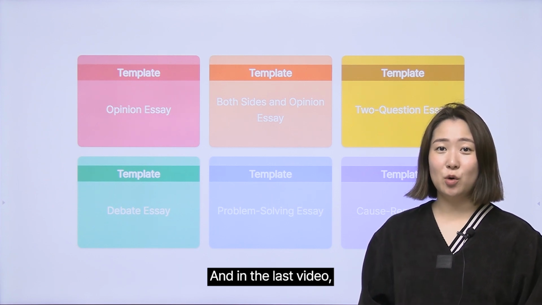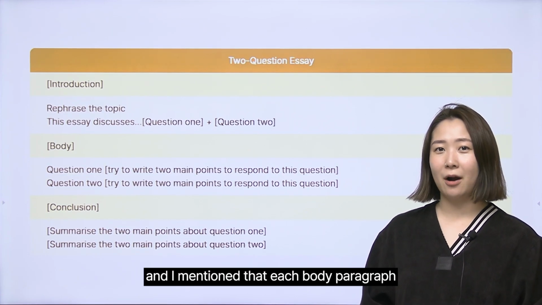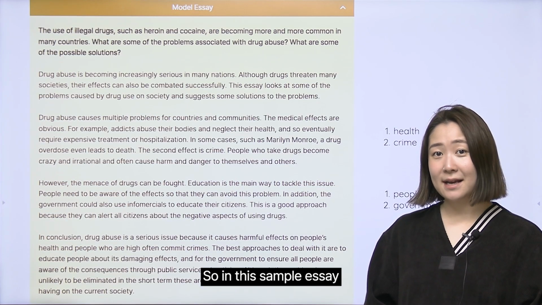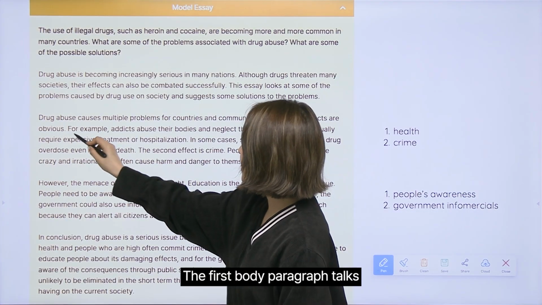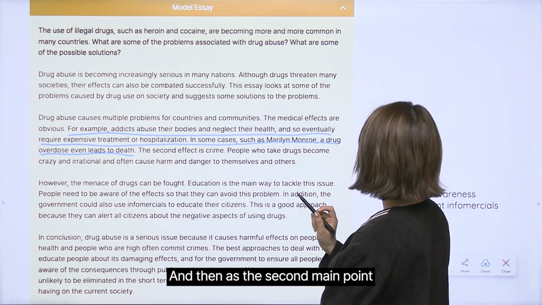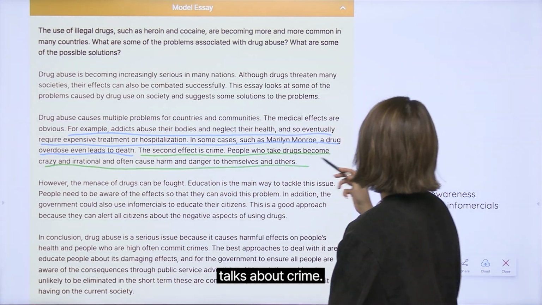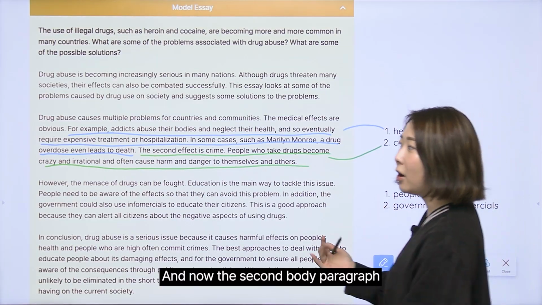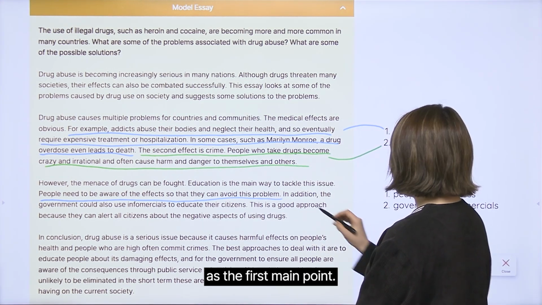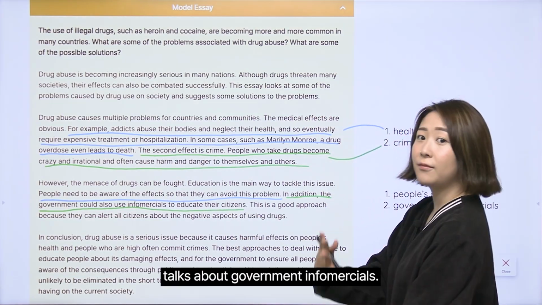And in the last video, we took a look at this very basic template, and I mentioned that each body paragraph should be mentioning at least 2 main points, right? So in this sample essay that we looked at last time, the first body paragraph talks about health as its first main point, and then as the second main point talks about crime. And now the second body paragraph talks about people's awareness as the first main point, and as the second main point talks about government infomercials.